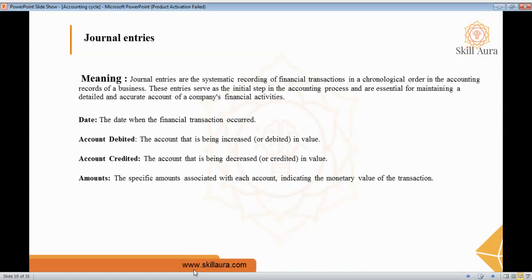And finally, the amount column. Here, the specific amount is associated with each account, which indicates the monetary value of the transaction. In the transaction, the amount will be given, and we have to post it in this amount column. There will be two amounts, debit and credit. If an account increases in value, the amount will be debited in the debit column. If it decreases in value, it will be credited in the credit column.